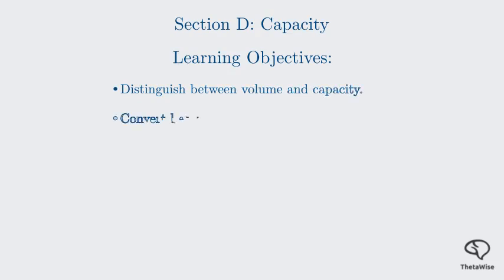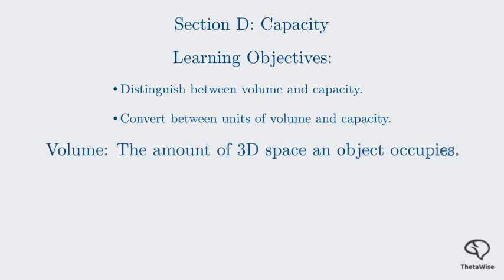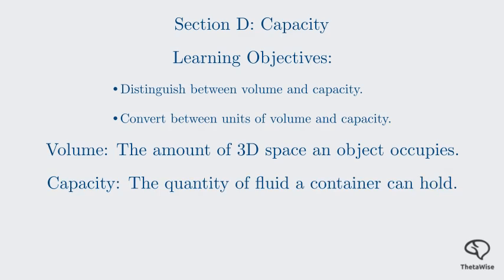Our final topic in this video is capacity. You will often see the terms volume and capacity used interchangeably in everyday language. But in mathematics and science, there is a clear distinction. Volume is the amount of three-dimensional space that an object occupies. It is a property of the object itself. Capacity, on the other hand, is the quantity of fluid or substance that a container is capable of holding. It is a property of the container. So, a jug has a volume, but its capacity is the amount of water that can fit inside.